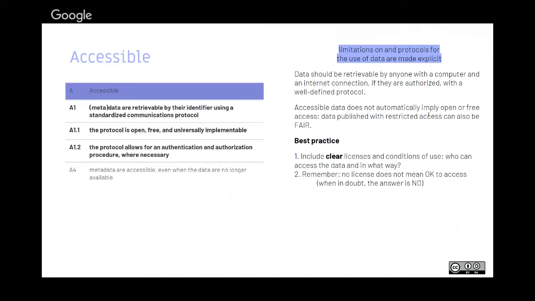This is, for example, the case for privacy data or for medical data. What is the best practice here? To include a clear license and the conditions of use. Who is capable of accessing the data? Who can access your data and how? And the other thing is, if other researchers are going to be in doubt, the answer is no, they will not access your data. So always put a clear license.